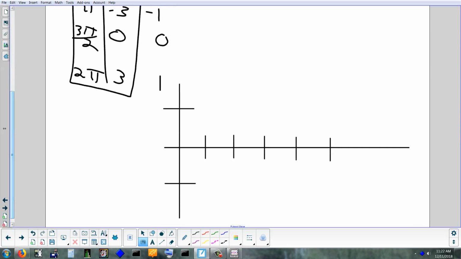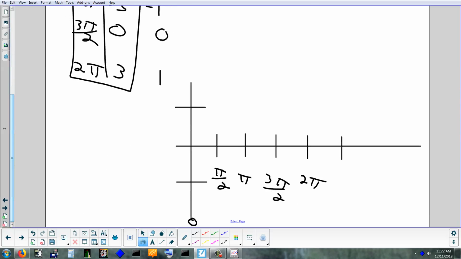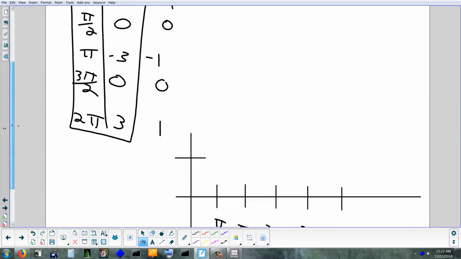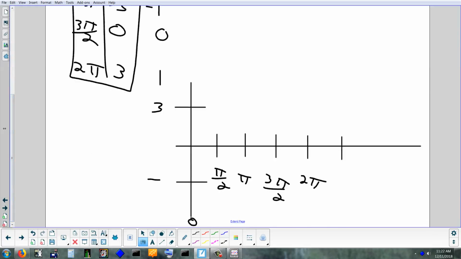What I would do is I would label my x's the way we've been doing. Pi over 2, pi, 3 pi over 2, 2 pi. And 0 I don't have to label, but I can. That's the axis. Now, I have to go as high as 3 and as low as negative 3. What you could do is on your y-axis, just change the scale so each tick mark is 3 units. You could just do it that way. Or you could make each tick mark 1 unit. That's fine too. But I'm just going to change the scale so it's like that.